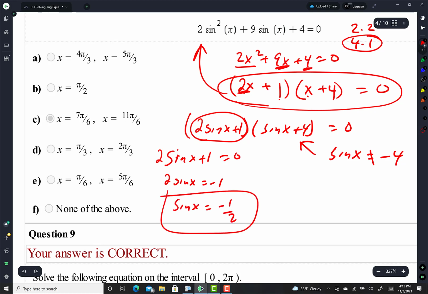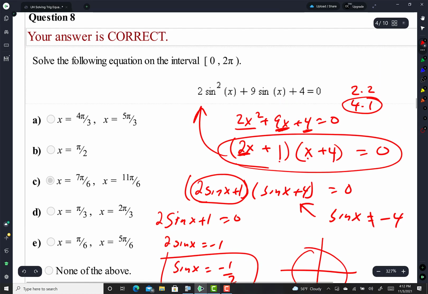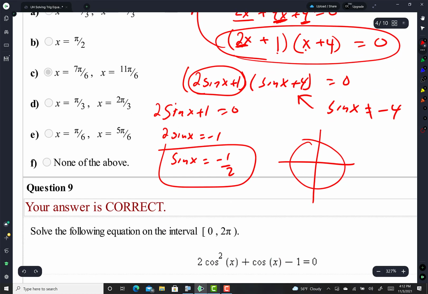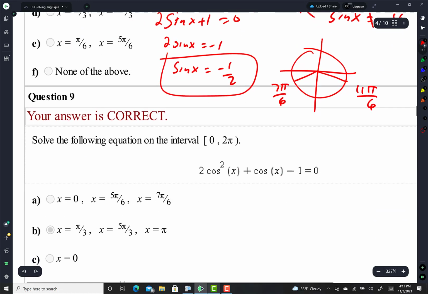This does happen on the unit circle, and yes, I could use formulas, guys, but they're being nice to me. They're telling me between 0 and 2 pi. On the unit circle, sine x is negative half at these 2 locations. That one, the very first one, is 7 pi over 6, and this one is 11 pi over 6. So there it is. What do you guys think so far?